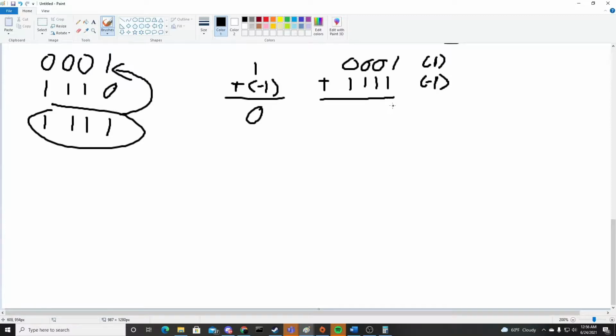And so here we would get 0, carry the 1, 0, carry the 1, 0, carry the 1, 0, carry the 1, this would be 1. Since we're working with only 4 bits, we would just forget this carry bit, and we're left with 0, which is exactly what we expected, and just like what we got over here in our decimal addition calculation where we added 1 to -1.